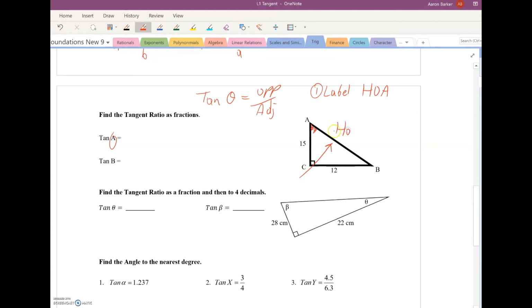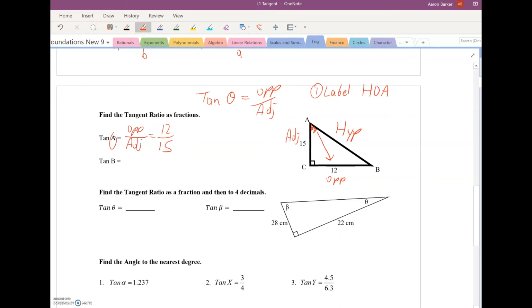So you find that little corner and you draw an arrow from the little corner to the opposite side. That's your hypotenuse. From your angle of interest, that would be your opposite. And the side that's left over is your adjacent. And so as a fraction, instead of just writing opposite over adjacent, you would fill in the numbers represented by those sides. So as a fraction, you would get 12 over 15. There you go. That's your ratio.